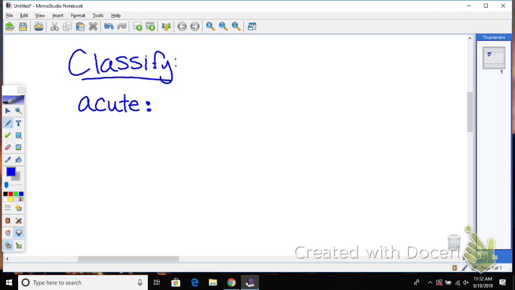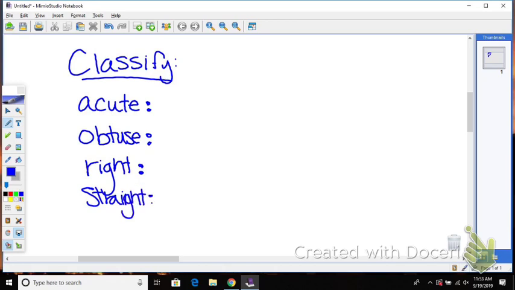She's on to classify. Okay, acute, obtuse, another name. The third name we're going to talk about is right. And the last one is straight. So these are all ways to classify angles.